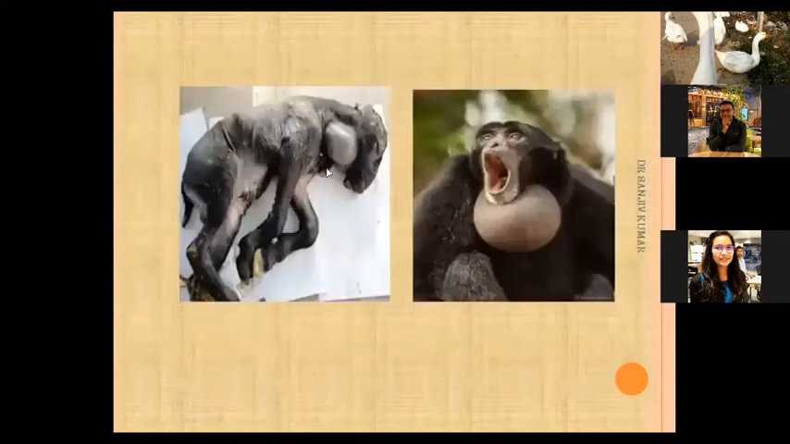These are some examples where you can see photographs of the enlargement of the thyroid gland showing goiter.